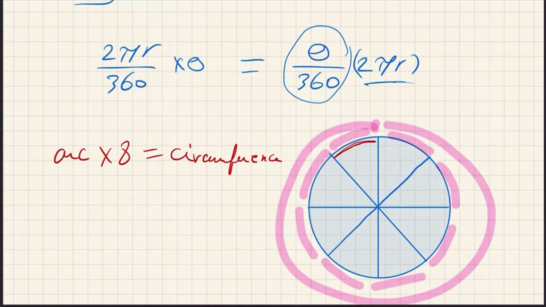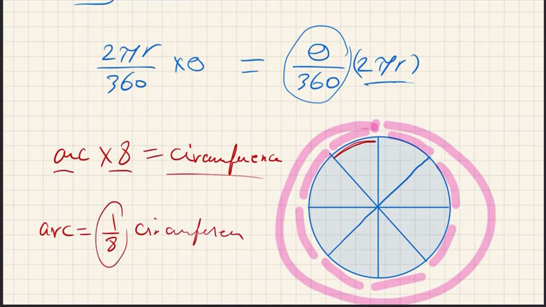Now I'm explaining the concept. It's easy. I can tell you the rule and you go and do it, but I want you to understand where it comes from. It's very important. If you know the concept, you will feel relief. Arc times 8 equals circumference, okay? So the arc only equals 1 over 8 times the circumference. But where did you get 1 over 8?